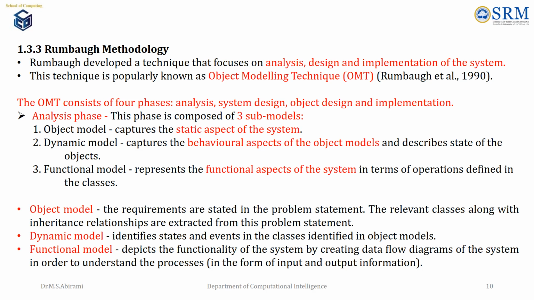The analysis phase consists of three submodels: the object model, which captures the static aspect of the system; the dynamic model, which captures the behavioral aspects of the object models; and the functional model, which represents the functional aspects of the system in terms of operations defined in the classes. In the object model, the requirements are stated in the problem statement. Relevant classes along with inheritance relationships are extracted from this problem statement. The dynamic model identifies states and events in the classes identified in the object model. The functional model depicts the functionality of the system by creating data flow diagrams in order to understand the processes.